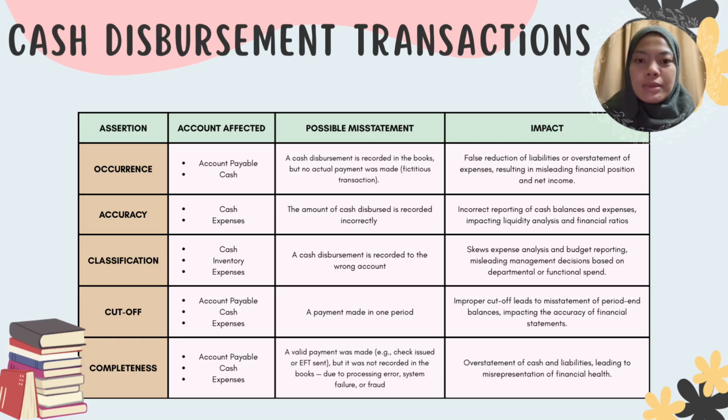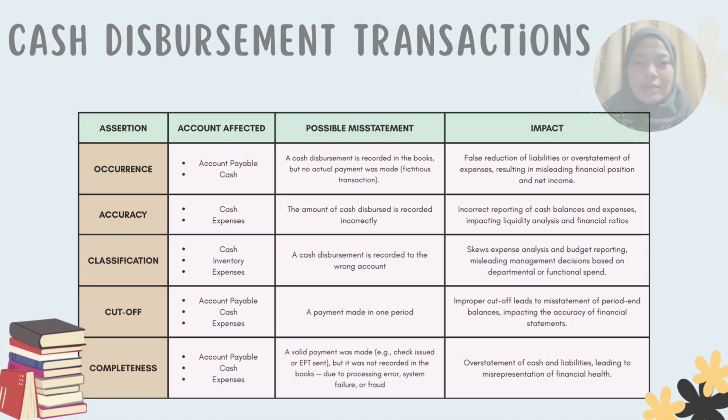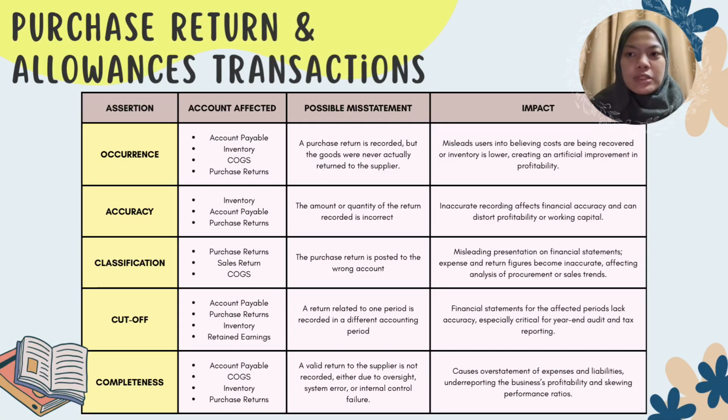So the possible misstatement was a valid payment was made, but it was not recorded in the books due to processing error, system failure, or fraud. So the impact was overstatement of cash and liabilities, leading to misrepresentation of financial health. Lastly was a purchase returns and allowances transaction possible misstatements.